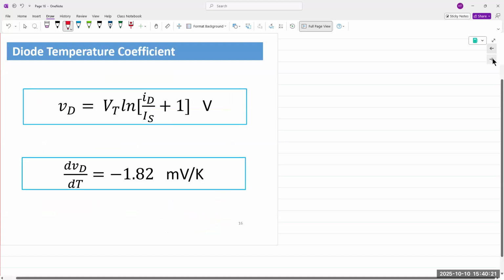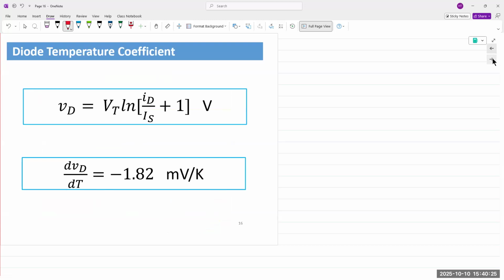So, diode temperature coefficient. Let's look at what happens when we reverse or flip the equation to determine diode voltage if we are given diode current. Right? ID was directly proportional to the exponent of the voltage.